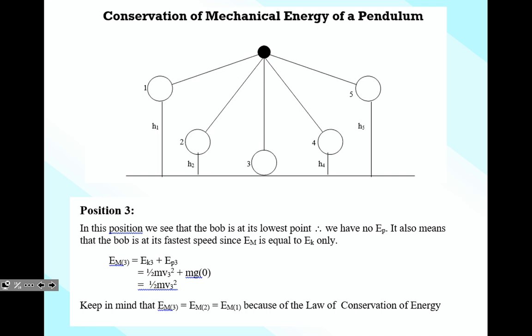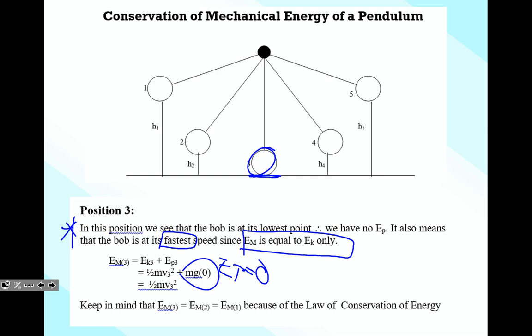So in position 3, we notice that there's no height, so it's 100% kinetic energy. In this position, the bob is at its lowest point, therefore we have no EP. It also means that the bob is at its fastest speed, since EM is equal to EK only. Basically why? Because there's no height. If there's no height, EP is equal to 0. So that's why your EM is equal to your 1/2 mv squared only at position 3.